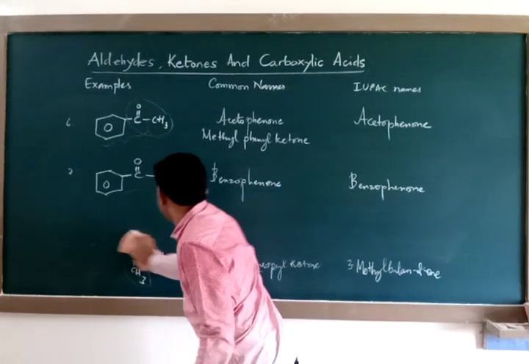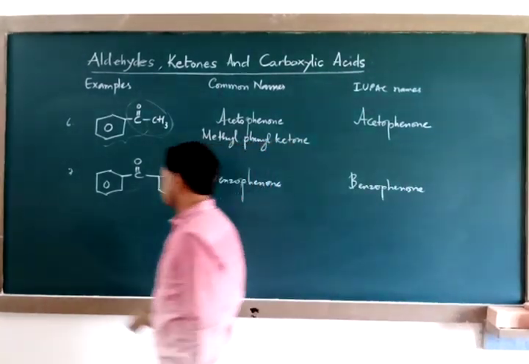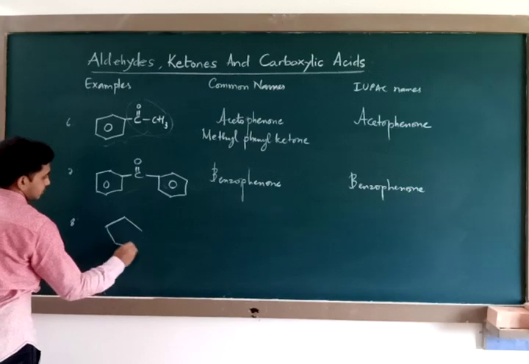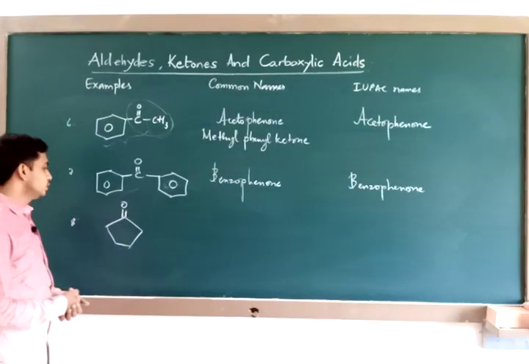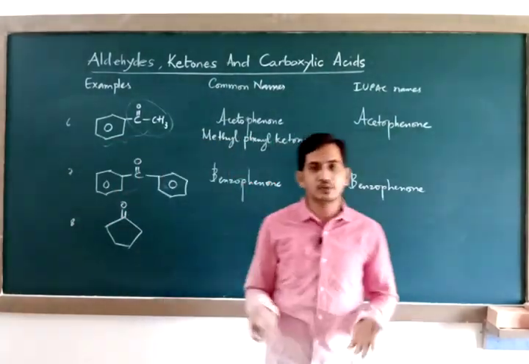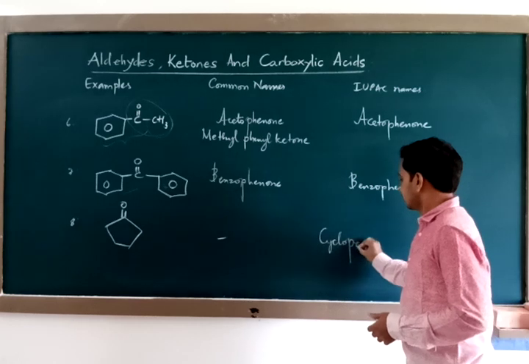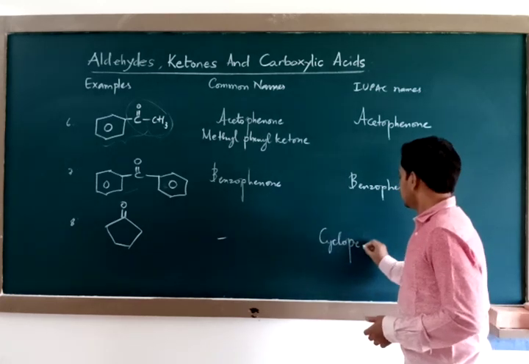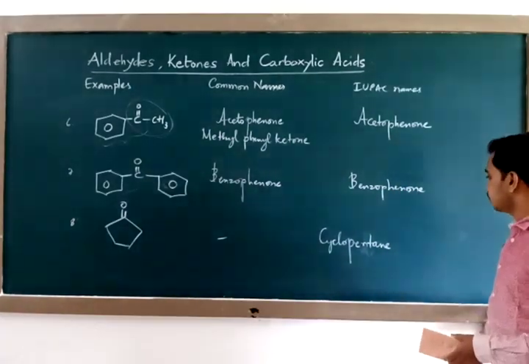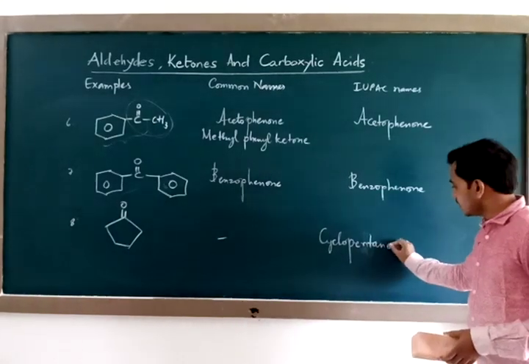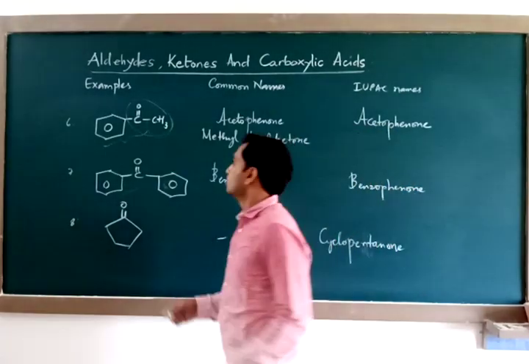Then how do you name this compound? It is a cyclic ketone. I did not tell you about cyclic ketones. So in cyclic ketones, first you write the name of the cyclic structure. It is cyclopentane. Now while writing the name, the last letter E should be removed. Attached by one. So it is cyclopentanone. The same name can be written for common name also.